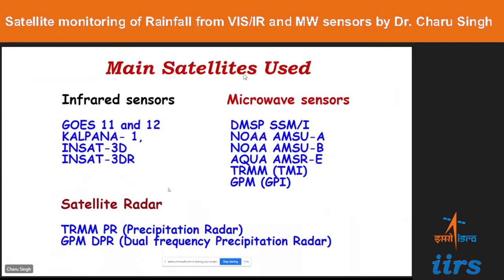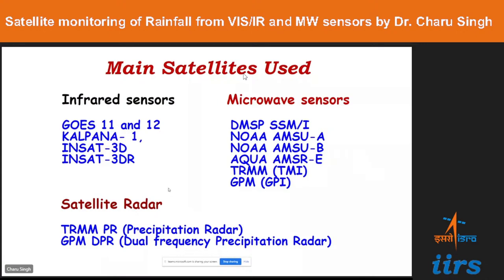Now there are various satellites. The main satellites listed here, like infrared sensor based satellites, can be utilized for the estimation of rainfall. The examples are GOES 11 and GOES 12, Kalpana 1, INSAT 3D, 3DR. So now we have INSAT 3D and 3DR datasets available from the portal MOSDAC. It's an ISRO data portal from where you can get the data sets for meteorological applications.